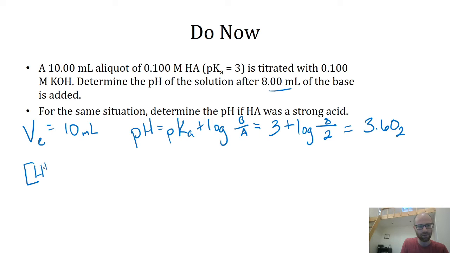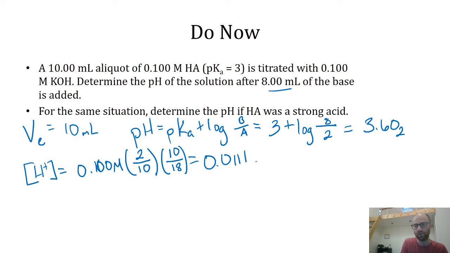For the same situation, if HA was a strong acid, instead of going through it as a buffer, we would just figure out the concentration of H plus remaining, which would be equal to the initial concentration times the fraction of the titration remaining. In this case, it'd be 2/10, times a dilution factor, our initial volume being 10 milliliters, our current volume being 18 milliliters, and that should give us 0.0111 repeating molar, and that pH would be equal to 1.954, which is consistent: a weak acid strong base titration at the same point would give you a higher pH value than a strong acid strong base titration, because, well, the acid's strong.